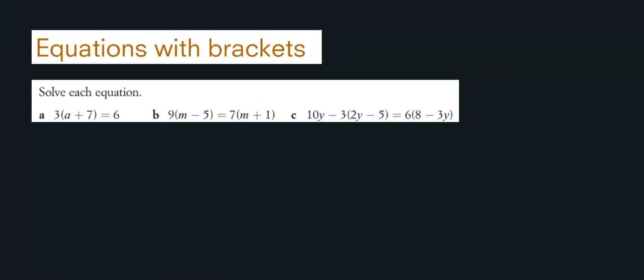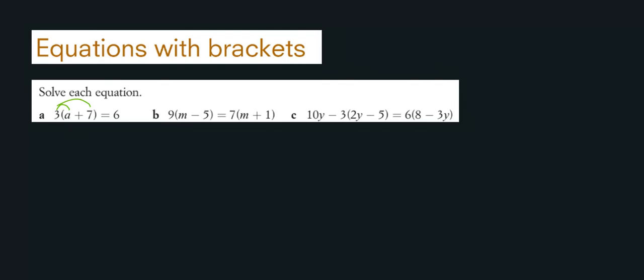Okay, so here we've got parentheses, grouping symbols on both sides for B and C. So you need to apply the distributive property, expand the brackets, collect variables on one side, and then solve. So pause the video and have a go at these questions. So hopefully you've done that now.